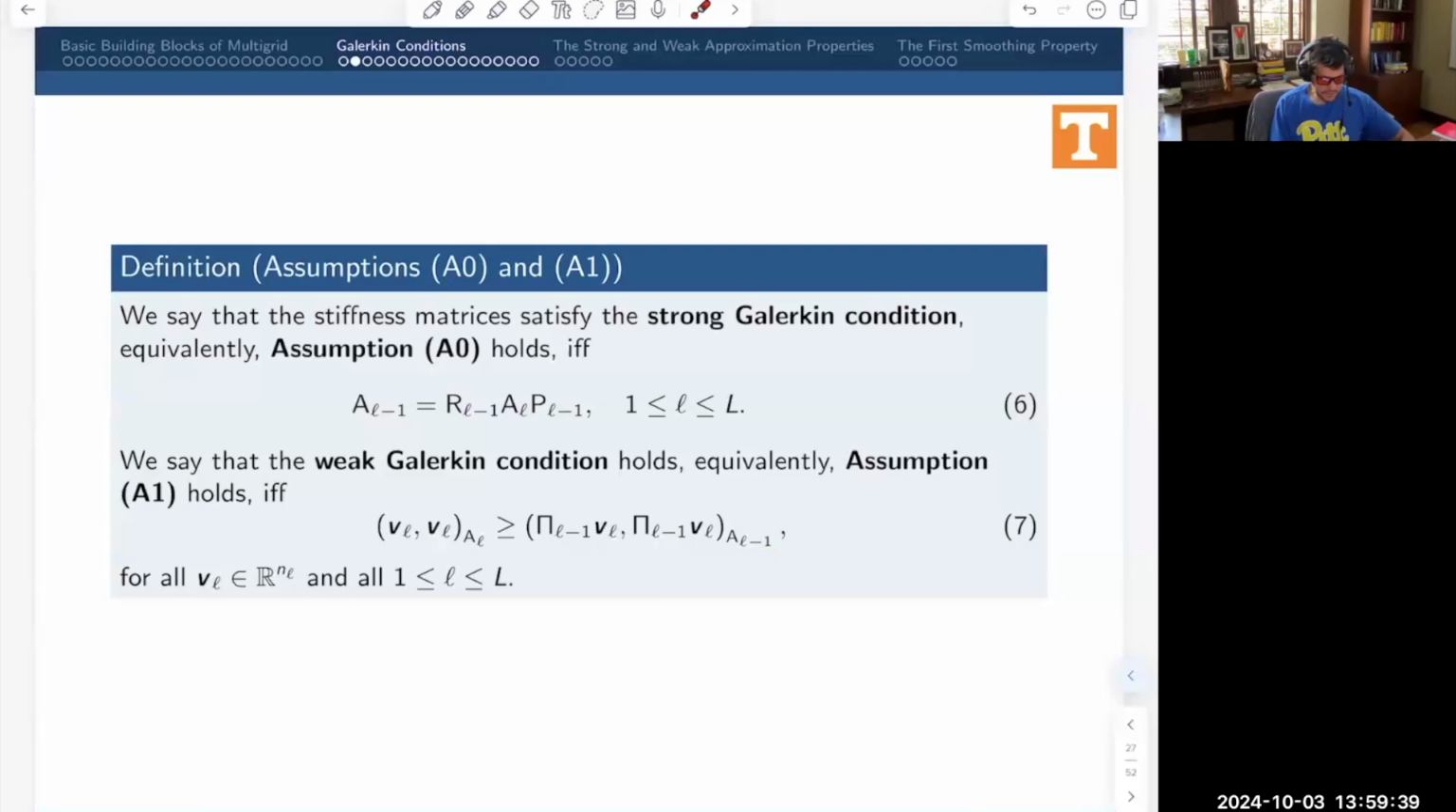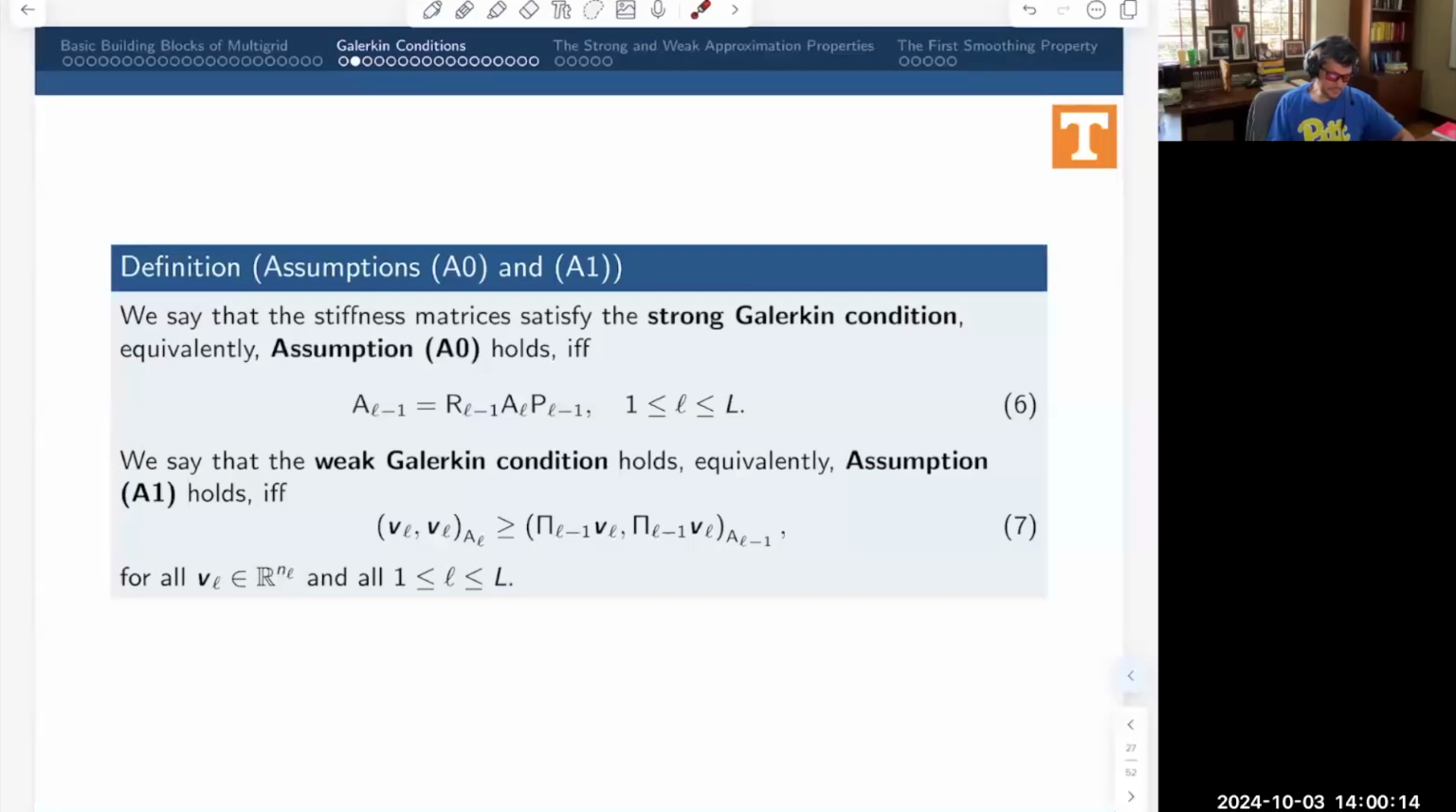If this condition holds for any arbitrary vector v_L, then that's what we're going to call the weak Galerkin condition. This has to be one index larger than that, so this can go all the way down to 0 total index. That means L has to be bounded below by 1 for things to make sense, so L minus 1 is going to be 0. But it can go all the way up to L equals capital L. Okay, so everything makes sense.